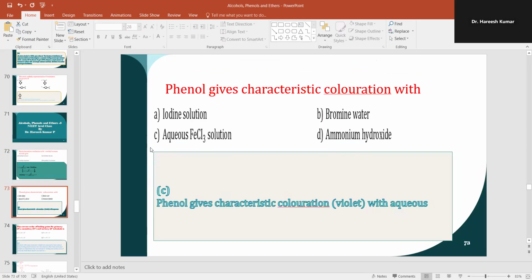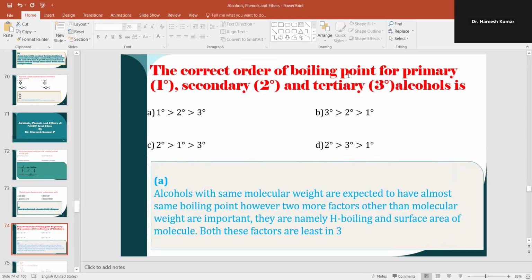Let's take another question. Phenol will give you characteristic coloration with the aqueous ferric chloride solution. Let's take another question. So the correct order of boiling point for the primary, secondary, and tertiary alcohols are... You should remember that primary alcohol will form more hydrogen bonds compared to the secondary and tertiary. That is the reason primary one will have more boiling point compared to secondary and then compared to tertiary.